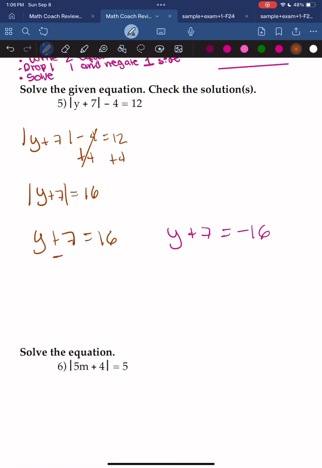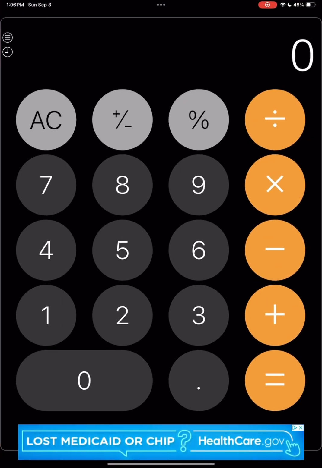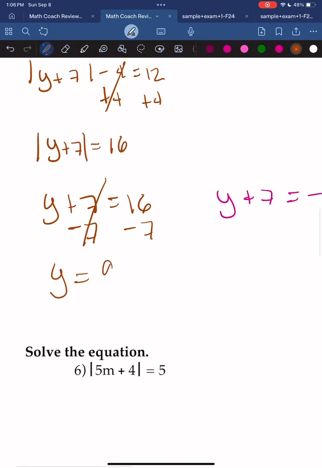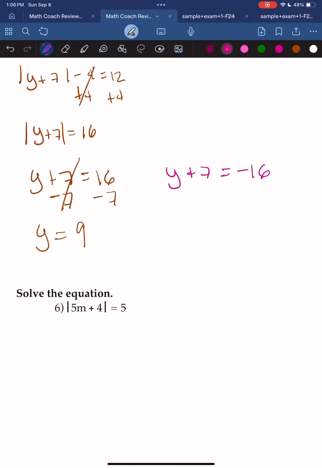So minus 7, y equals 16 minus 7, which is 9. I should have probably known that off the top of my head, but it's a little early. So, okay. So y equals 9 for now.